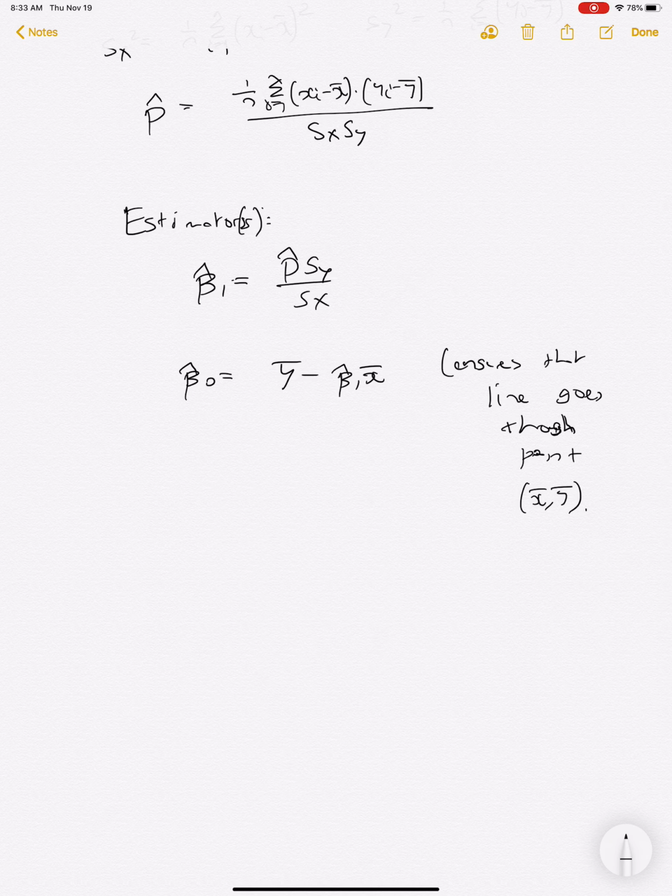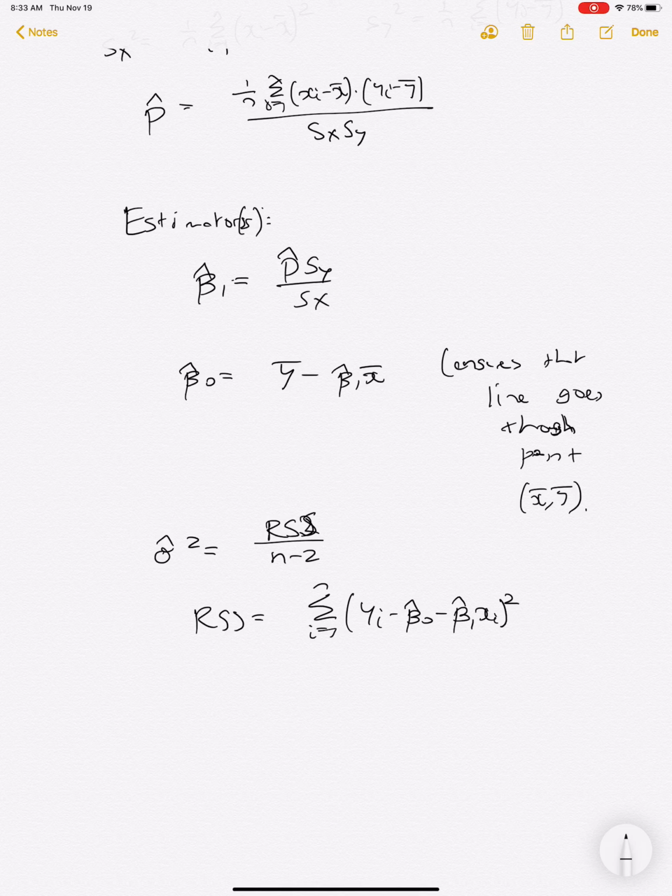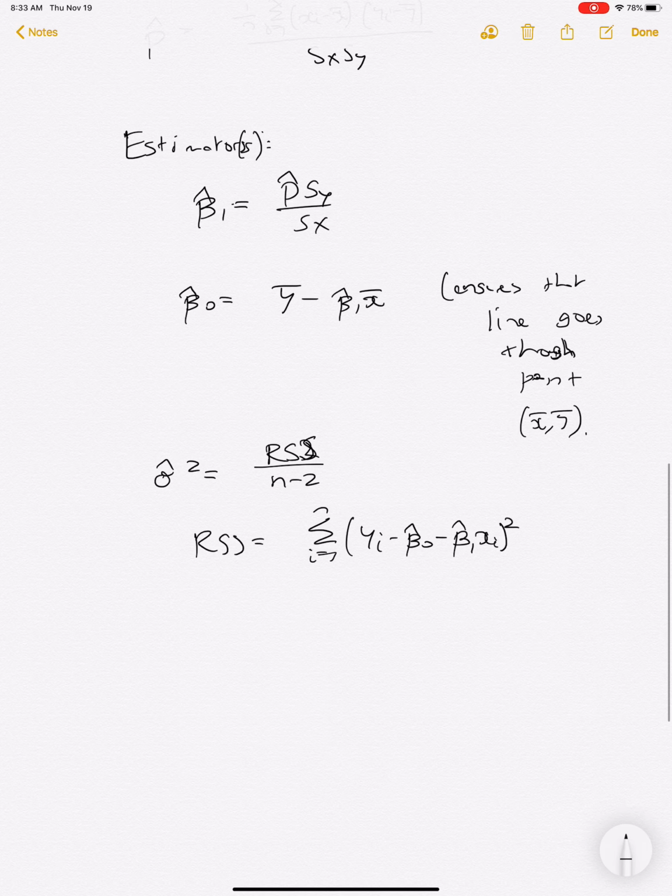Okay, and then we also had this estimate sigma hat squared, which is the residual sum of squares divided by n minus 2. This is the degrees of freedom. It's called the residual sum of squares because if we subtract off the estimates of beta 0 and beta 1 under this linear model, it's the sum of squares of whatever's left over, and we need to divide by n minus 2 because we have n minus 2 degrees of freedom.